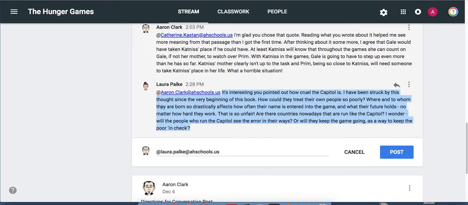She said, it's interesting you pointed out how cruel the Capitol is. I have been struck by this thought since the very beginning of this book. How could they treat their own people so poorly? Where and to whom they are born so drastically affects how often their name is entered into the game and what their future holds, no matter how hard they work. That is so unfair. Are there countries nowadays that are run like the Capitol? I wonder, will the people who run the Capitol see the error in their ways, or will they keep the game going as a way to keep the poor in check?